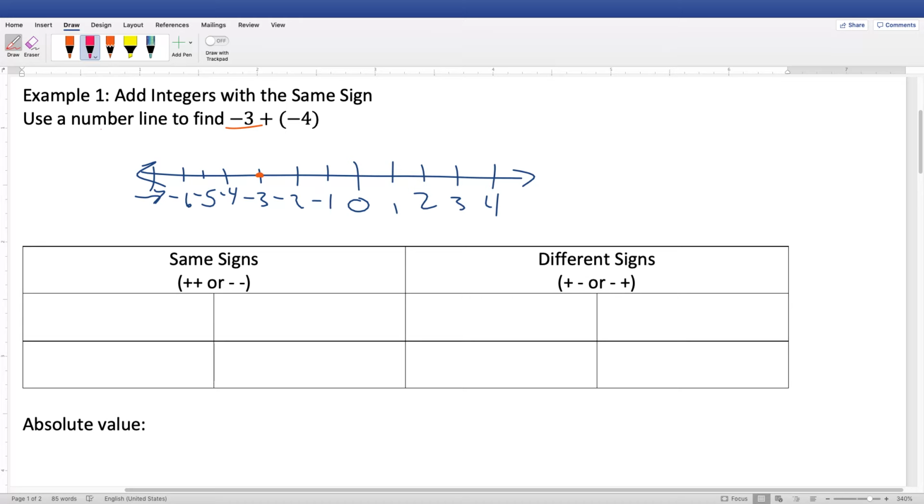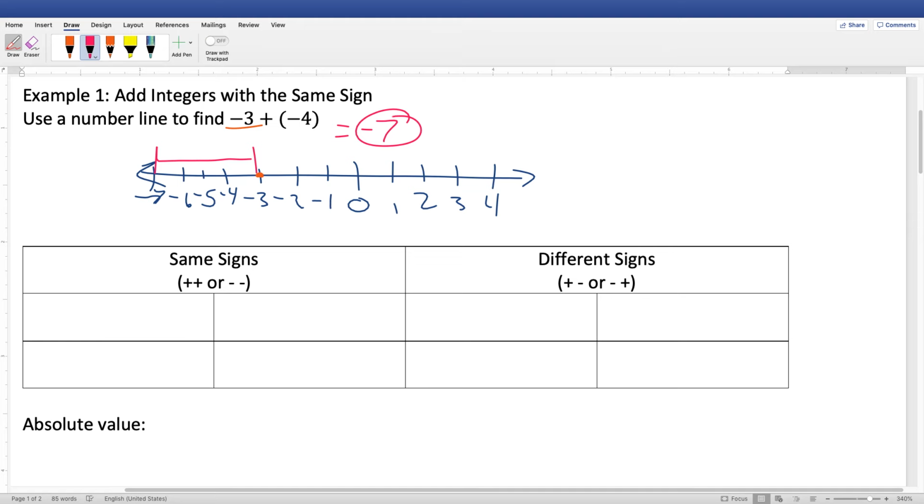Okay, so if I added a positive number, yes, I would go to the right. But when you add a negative number, you are going to go to the left. So when you go to the left, 1, 2, 3, 4, you end up at -7. So -3 plus a -4 is equal to -7.